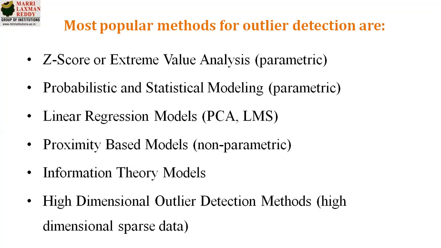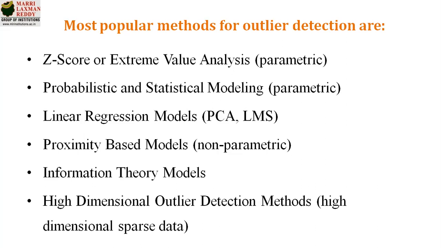And next one is probabilistic and statistical modeling, which is also a parametric method. And linear regression model, which is a most important classification method, through which we can use principal component analysis as a model to identify or detect the outliers. And next one is proximity based models, which is a non-parametric method. Also, these proximity based methods can be used for real world applications like information retrieval systems, where you'll be having some unnecessary information being extracted, and they can be treated as outliers.